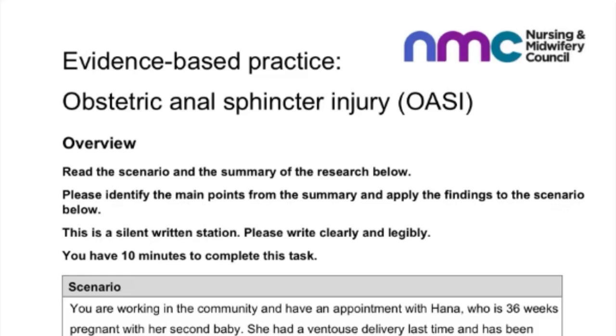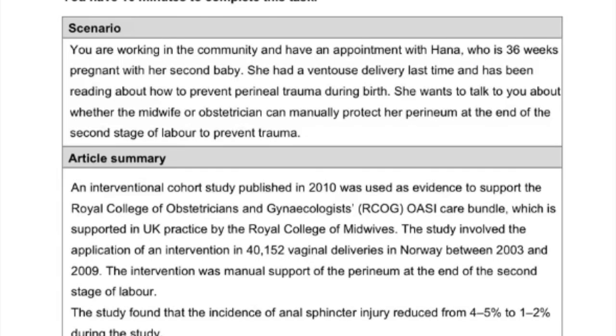You have an appointment with Hannah, who is 36 weeks pregnant with her second baby. She had her vaginal delivery last time, and she read about how to prevent perineal trauma during birth. She wants to talk to you about whether the midwife can manually protect her perineum at the end of the second stage of labor to prevent trauma. And here is the article on the bottom.